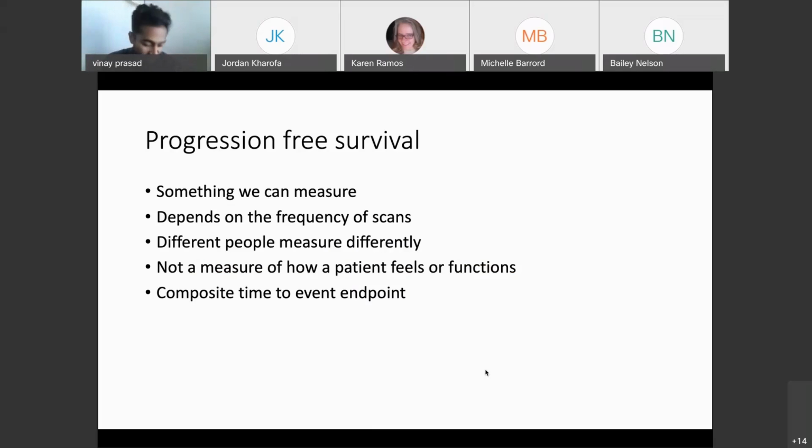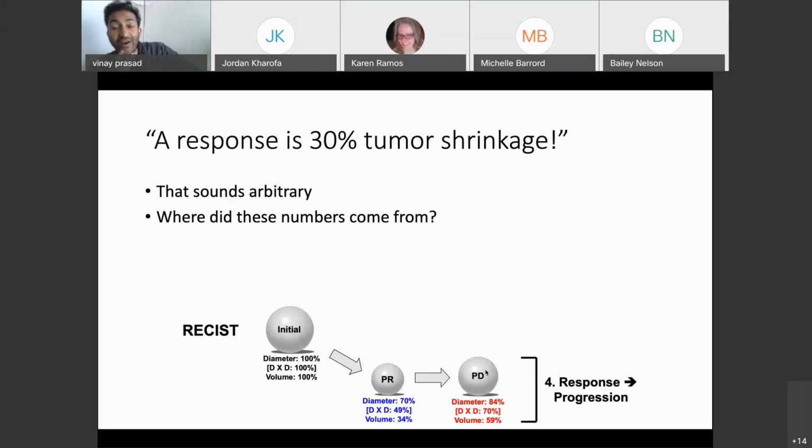There are a number of studies where you take the same images and give them to different people. You take the same person, you run them through this CAT scanner 15 minutes apart, and you will find differences in tumor size. It is not a measure of how people feel or function. It is a composite time to event endpoint. So Mr. Jones asks a good follow-up question.